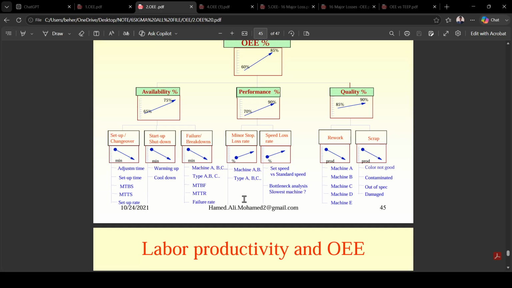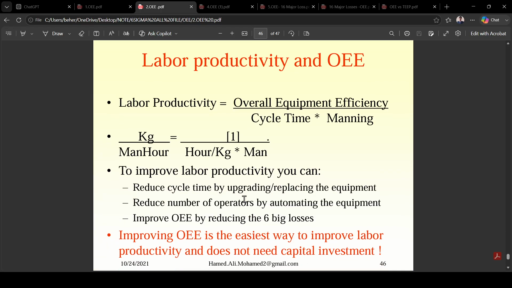So you can maintain labor productivity and OE. Labor productivity, overall equipment effectiveness, and cycle time: kg per man-hour, so 1 by kg per man. For total labor productivity, you can reduce cycle time by upgrading or replacing the equipment, reduce the number of operators by automating the equipment, and improve OE by reducing the six big losses. Improving OE is the easiest way to improve labor productivity rather than capital investment.